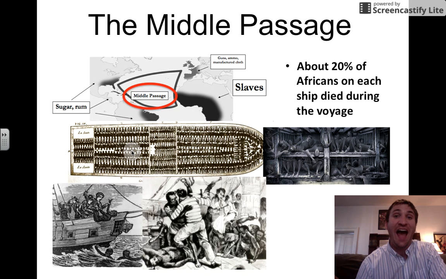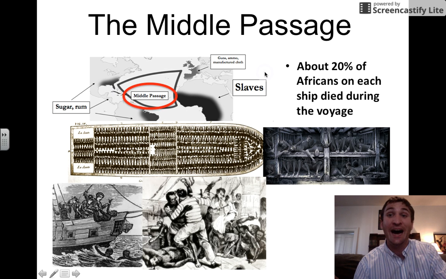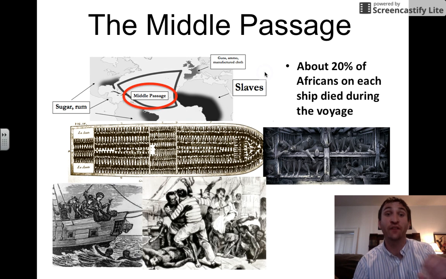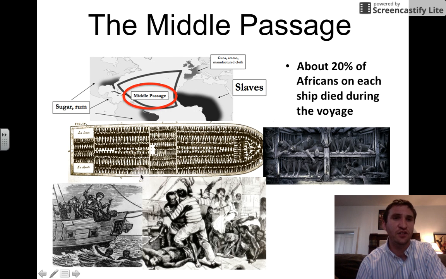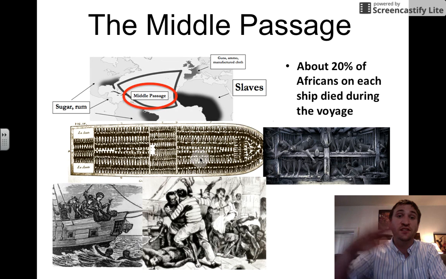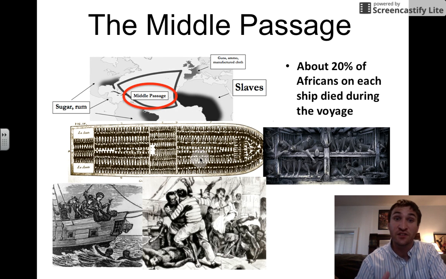The Middle Passage, as we said, this was the leg of the triangular trade routes that deals with the forced transfer of slaves from Africa across the Atlantic Ocean to the Americas. And about 20% of Africans die on each ship during the voyage. Each slave ship had about 20% of Africans die. That's a staggering figure. And you see a sketch of a slave ship and the inhumane way that slaves were packed in the lower level of these slave ships.